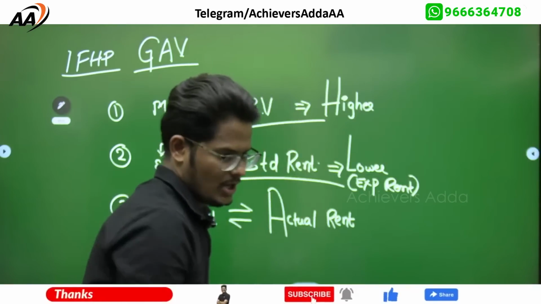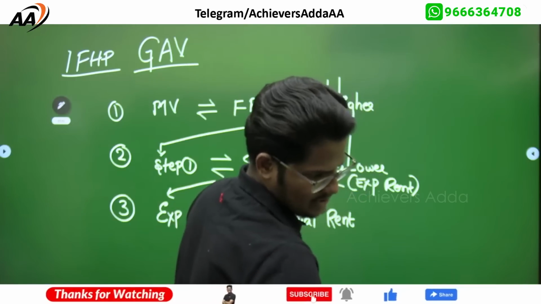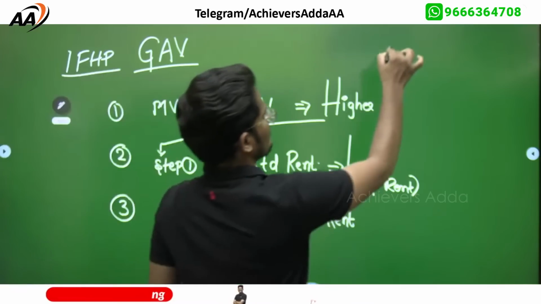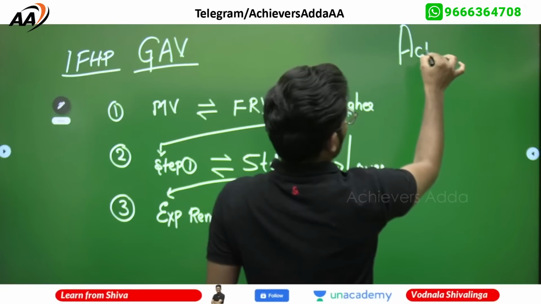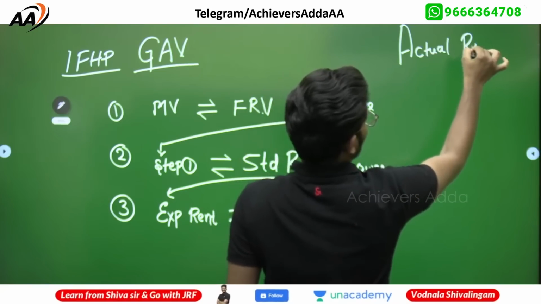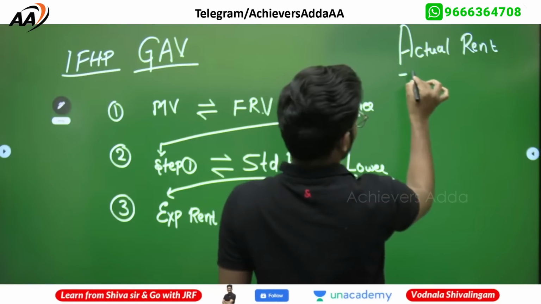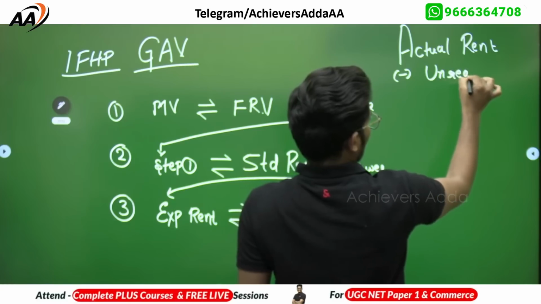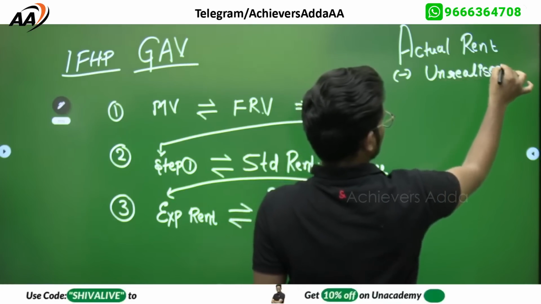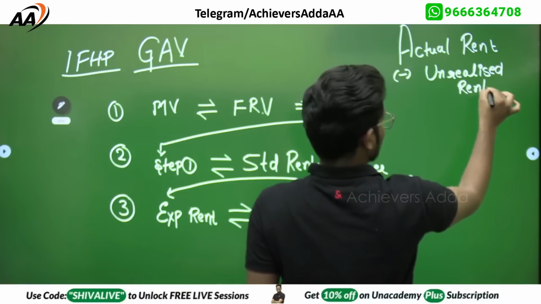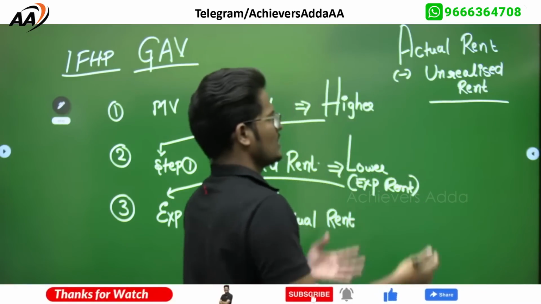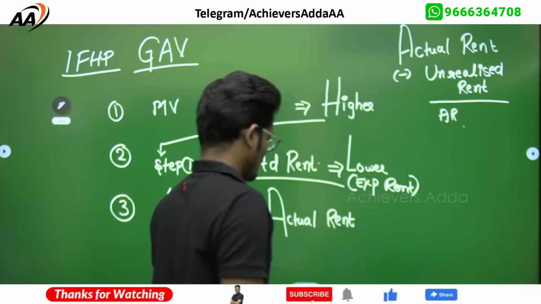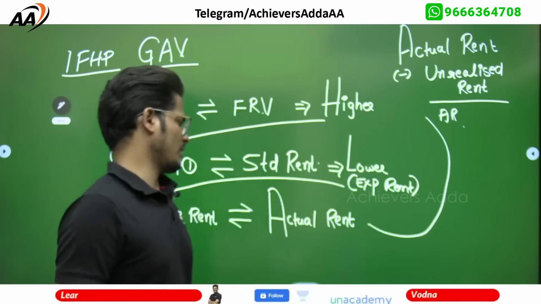This actual rent should not include what? From the actual rent, always remember, this is the 2021 question, we should remove unrealized rent. Suppose out of the total 12 months rent, you received only 11 months, 1 month is unrealized. You have to consider only 11 months. Then this actual rent you need to consider. So this final amount you need to take over here.